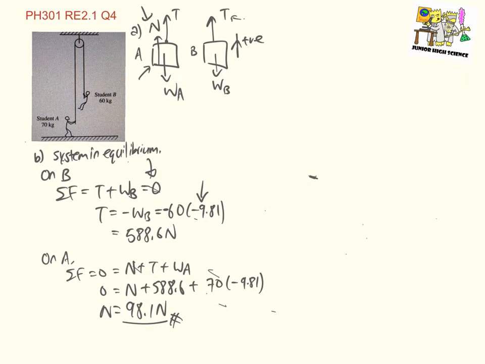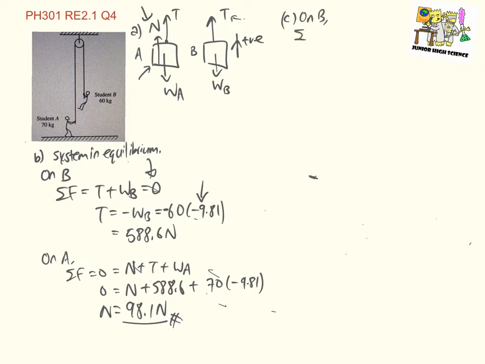Alright, let's move on to part C. So in part C, it's given that student B is now climbing up the rope at a constant acceleration of 0.25 meters per second squared. So calculate the tension in the rope. So we are looking at student B. Let's look at the free body diagram for student B. Let's figure out the net force on student B.